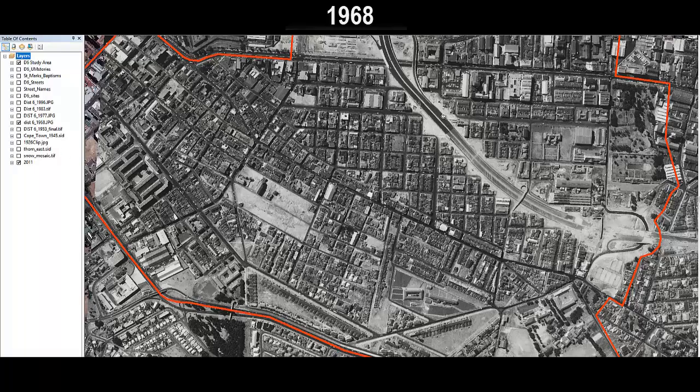In 1968, the N2 highway is being built. In this image, you can see that most of District 6 is intact, apart from this section which shows where some of the first demolitions and forced removals happened. This was the block bounded by Caledon, De Villiers, Stone and Clifton streets.